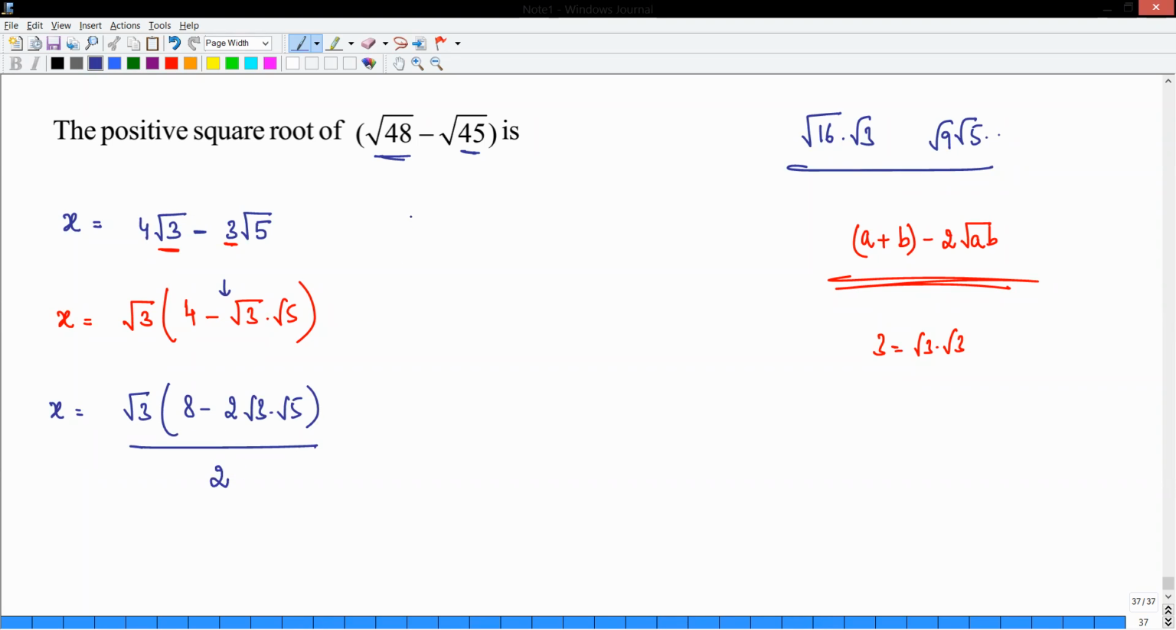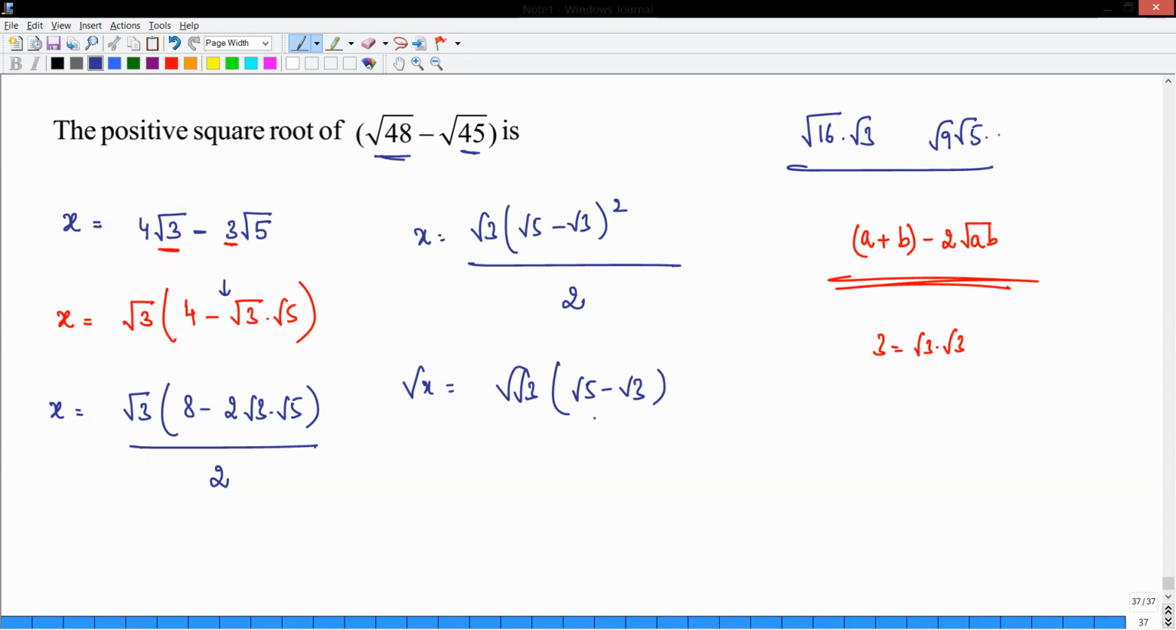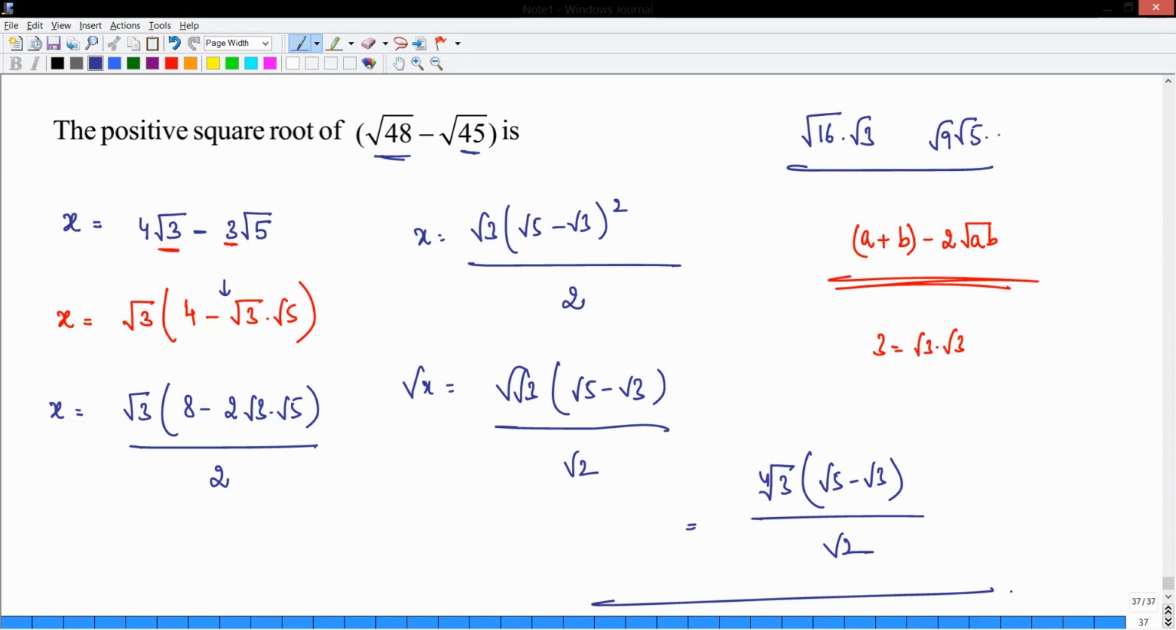By 2. What is the inside one can be written as? Root 3 into root 5 minus root 3 whole square by 2. So what is root of x? I would say root of 3 into root 5 minus root 3 by root 2. Finally, you can say it is fourth root of 3 into root 5 minus root 3 by root 2. So the square root of it is fourth root of 3 into root 5 minus root 3 by root 2, is the answer.